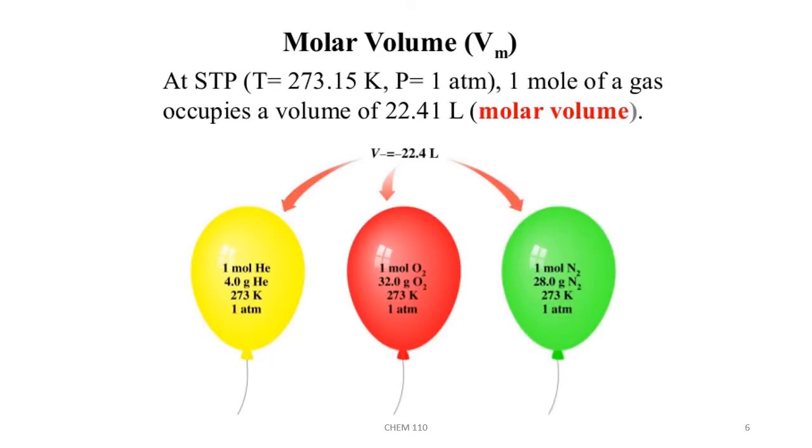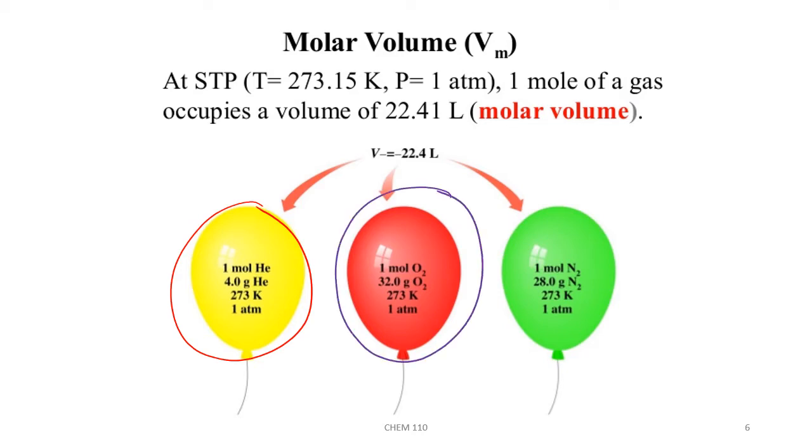Let's look at 3 different gases as examples. If we have 1 mole of helium in a balloon, that would be 4 grams of helium. And if we're at conditions of STP, 273 Kelvin and 1 atmosphere pressure, then our balloon would occupy 22.4 liters. If we have 1 mole of oxygen in our balloon, that would be 32 grams of oxygen, since oxygen is a diatomic molecule. And at conditions of standard temperature and pressure, that balloon would also occupy 22.4 liters.